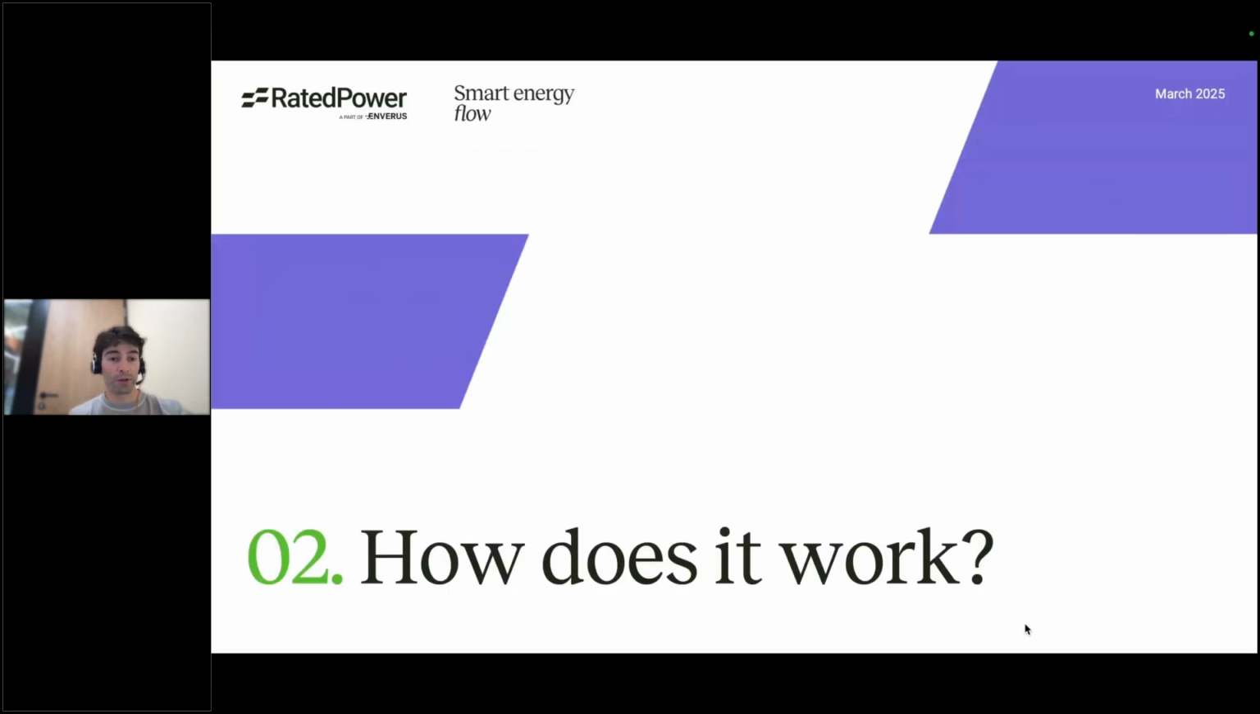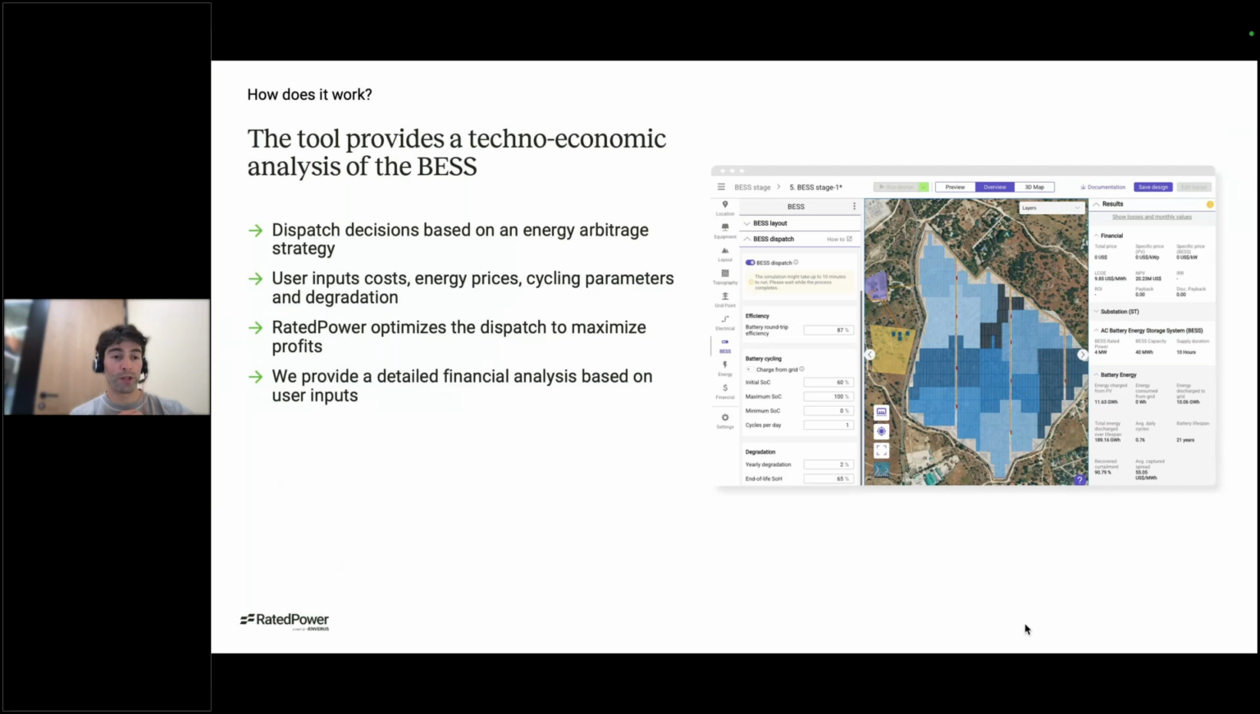So, how does it work? The feature provides a techno-economic analysis of the battery system, in which the dispatch decisions are based on an energy arbitrage strategy. This means that the charge and discharge of the battery will be based on price signals, so energy price signals. What the model is going to try to optimize is to basically charge when the prices are the lowest and discharge when the prices are the highest.